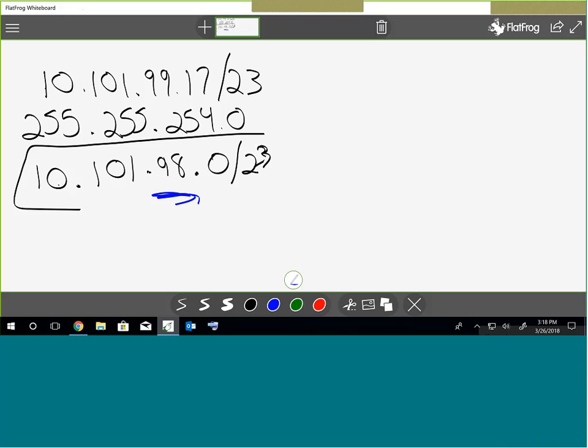Guess what? Binary doesn't lie, okay? If you take this, and if you do ANDing, it's going to give you this number. In other words, if you take any IP address, no matter what it is, and you know its mask, if you AND it to that mask, it's going to give you the subnet or network that it is on.